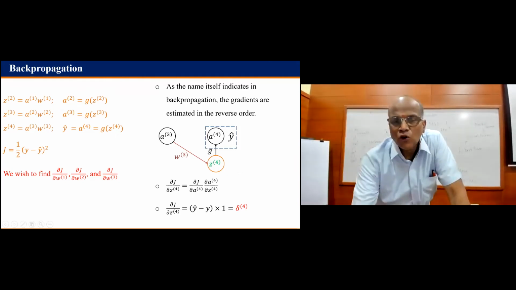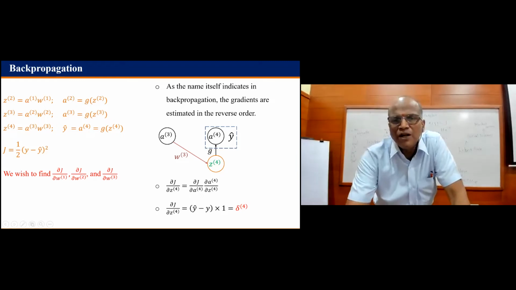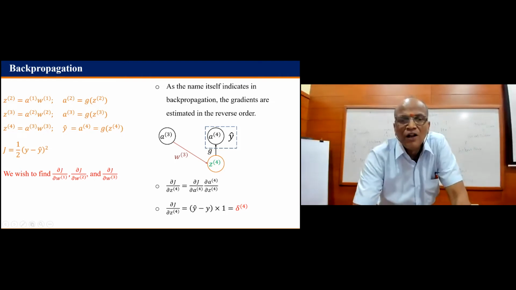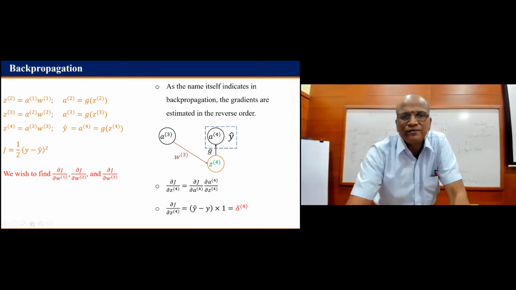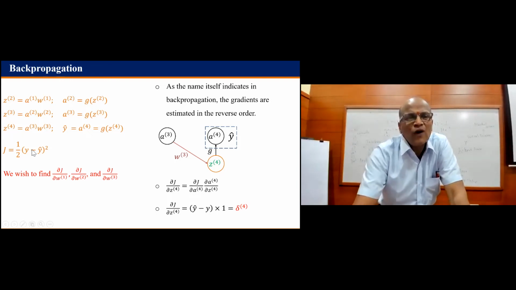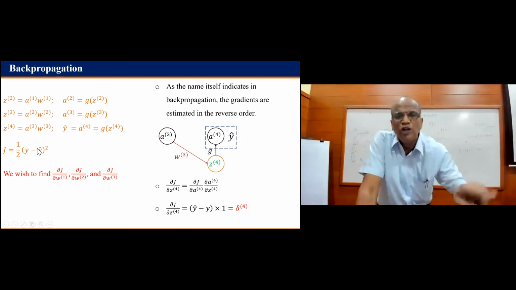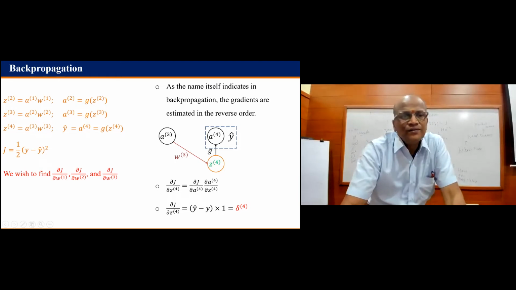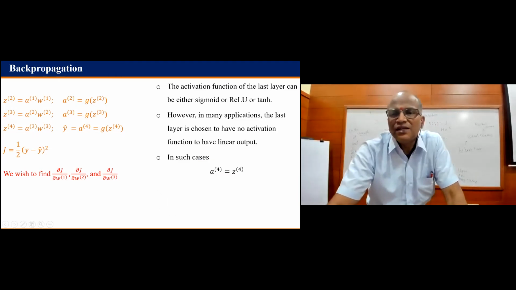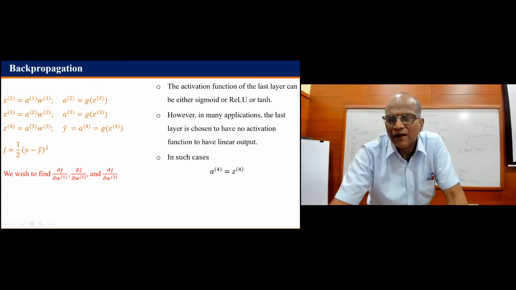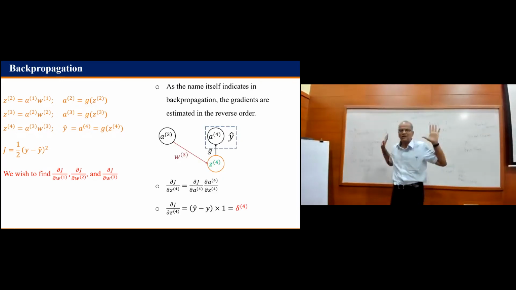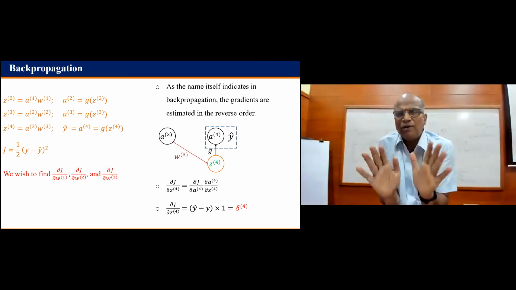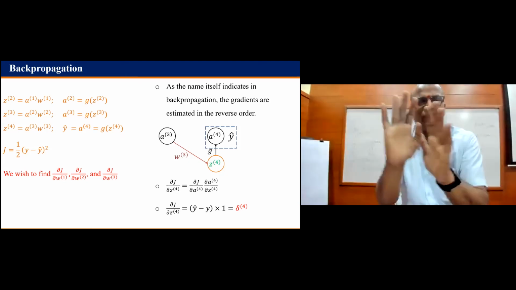Now, dou J by dou Z4 is nothing but dou J by dou A4 into dou A4 by dou Z4. I'm just using the chain rule, nothing else. Now dou J by dou A4 is the derivative of half of (Y minus Y hat) whole square, which is 2 into (Y minus Y hat), and the 2 and the half cancel. In this case, since A equals Z equals Y hat, dou A by dou Z equals 1. Therefore, dou J by dou Z4 equals Y hat minus Y, because it's a differential of half of the error square.